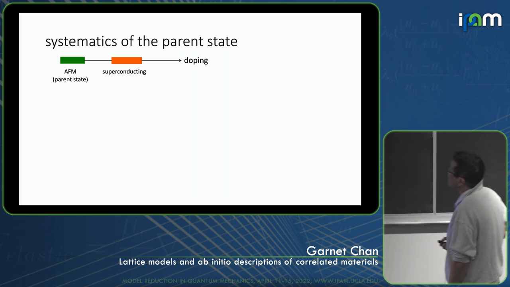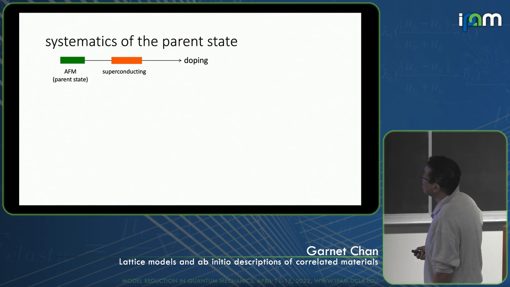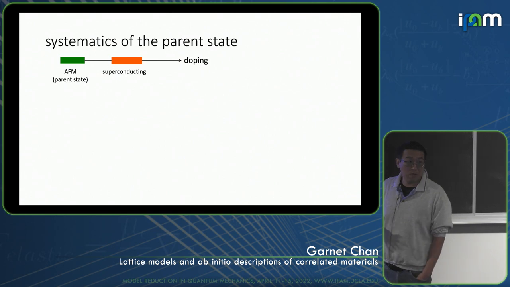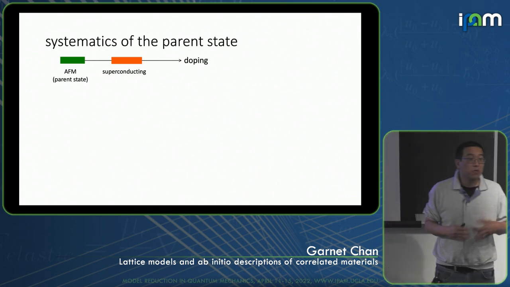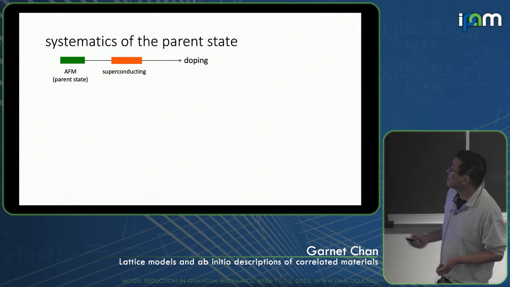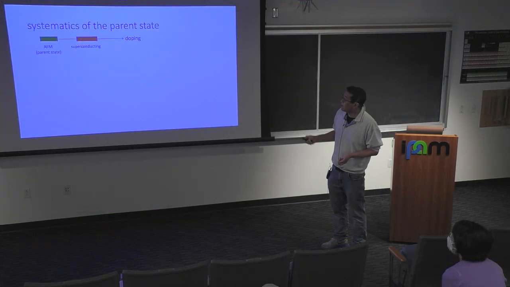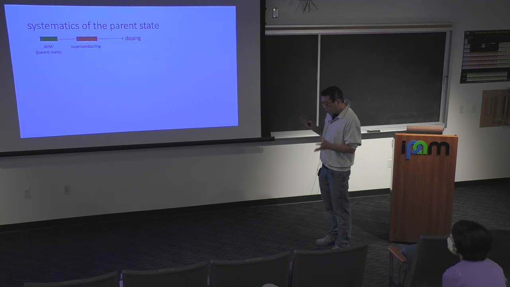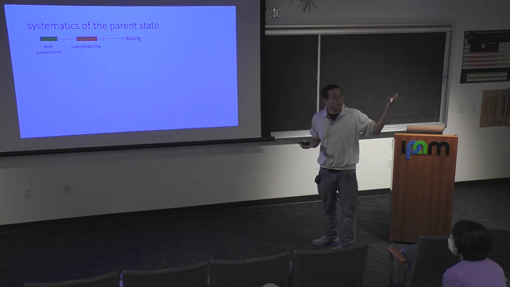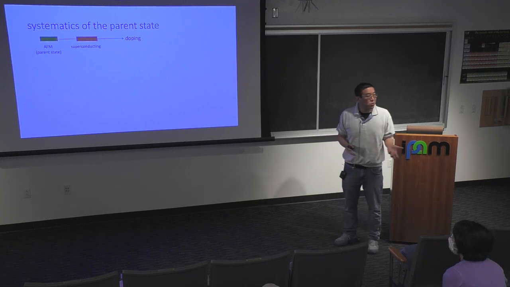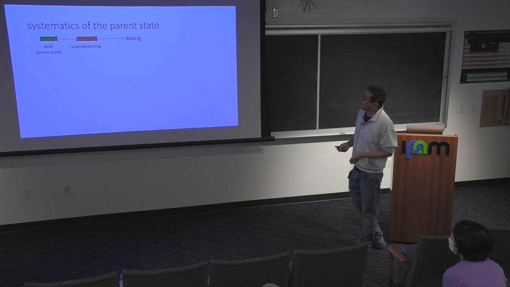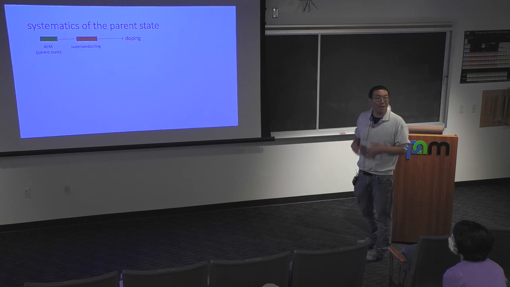So this is one of the first studies that we did. In this first study, I wanted to understand some of the systematics of the parent state of the cuprates. So this is the materials before you dope them. And what I mean by systematics is that if you look at the different cuprate compounds, you'll find they have different transition temperatures, they have different magnetic order strengths, and so on and so forth. But there are some trends, and one of the most famous trends is the so-called layer effect.